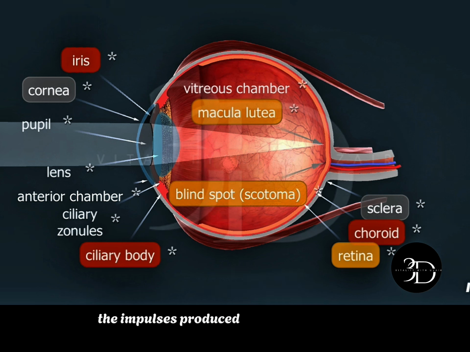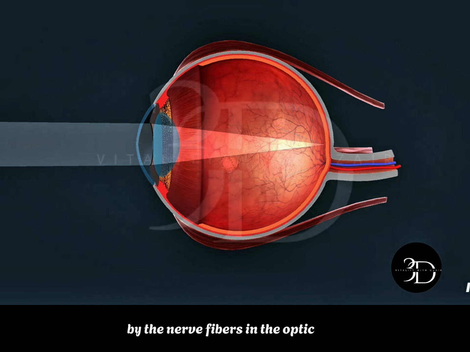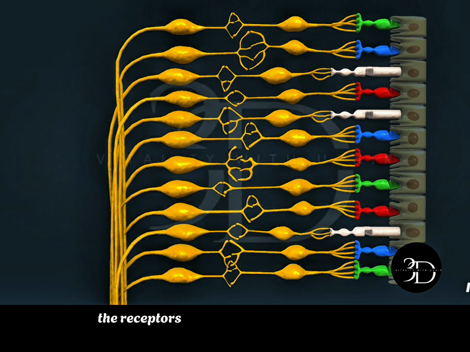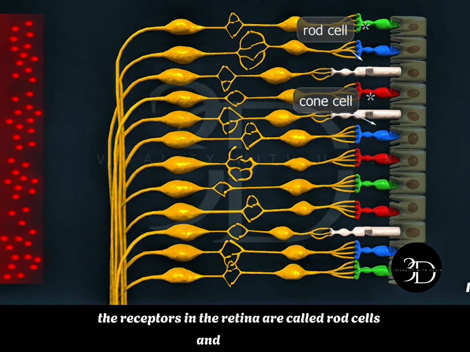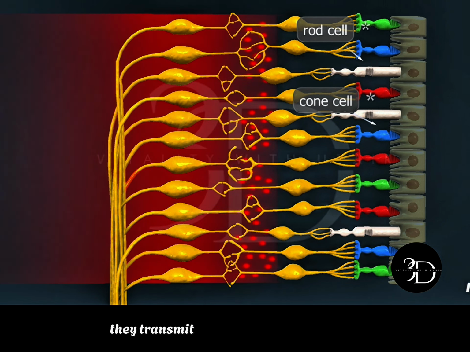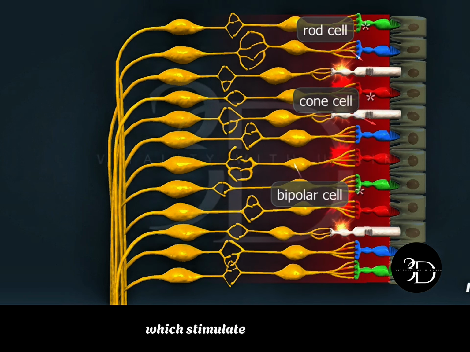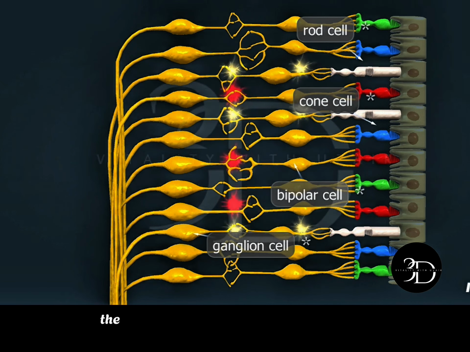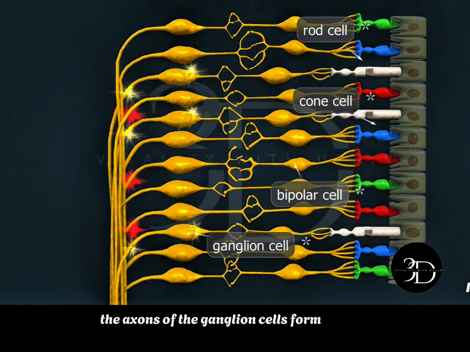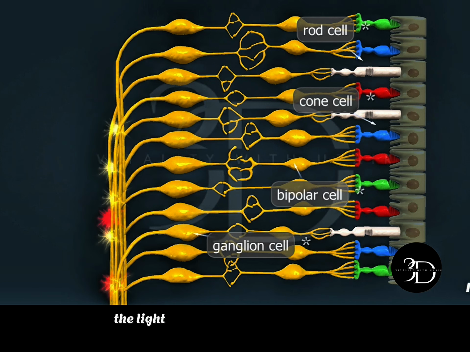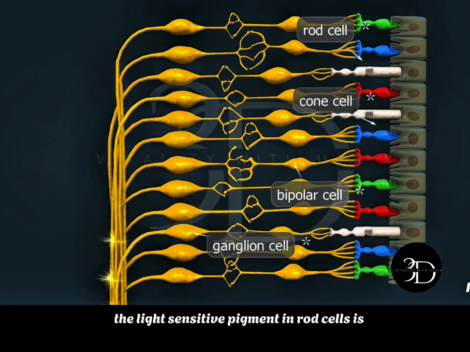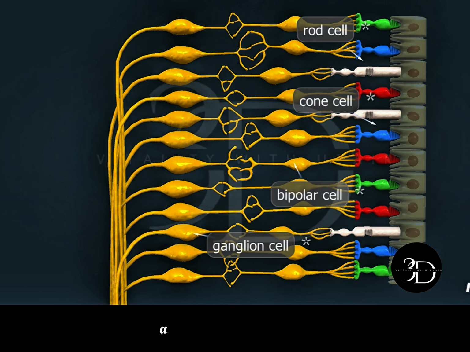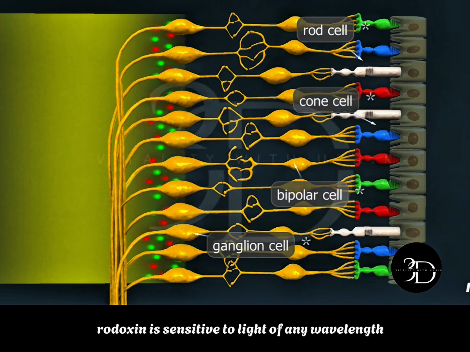The impulses produced by the receptors in the retina are transmitted to the brain by the nerve fibers in the optic nerve. The receptors in the retina are called rod cells and cone cells. They transmit impulses to the bipolar cells, which stimulate ganglion cells. The axons of the ganglion cells form the optic nerve. The light-sensitive pigment in rod cells is rhodopsin, which consists of a protein called opsin and a vitamin A derivative called retinol. Rhodopsin is sensitive to light of any wavelength.